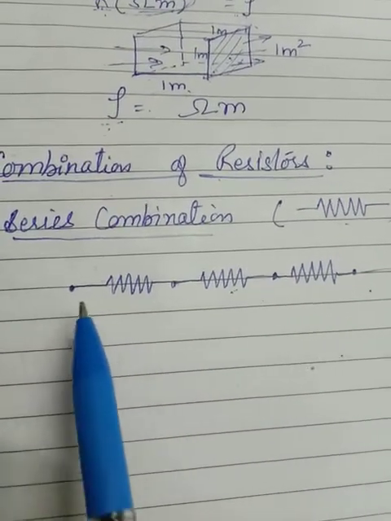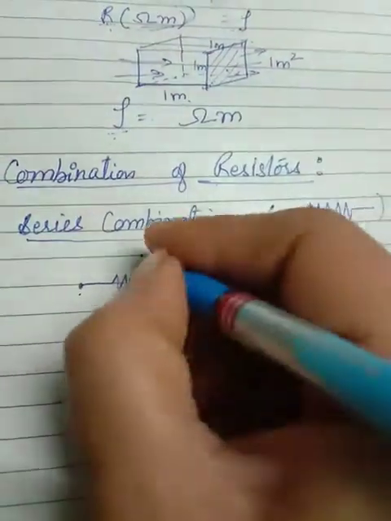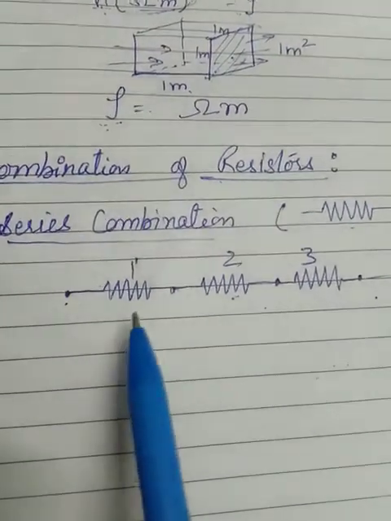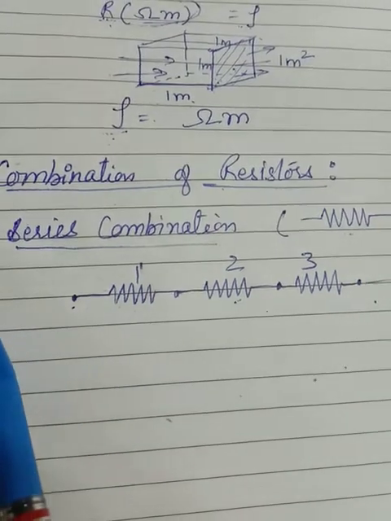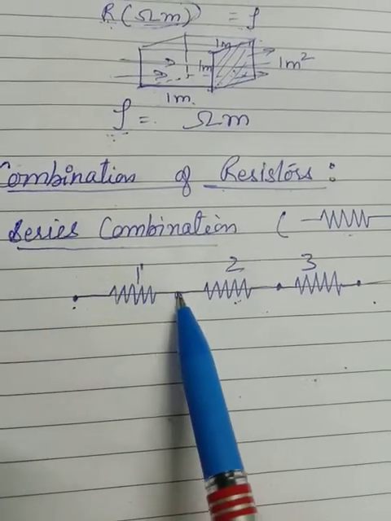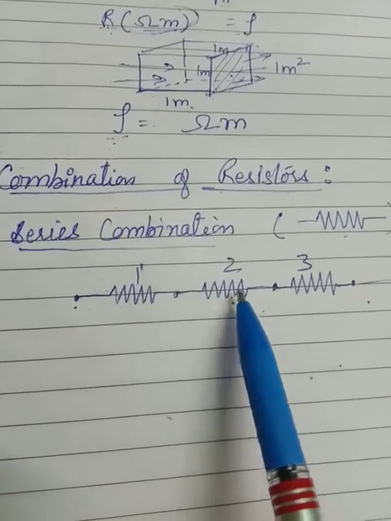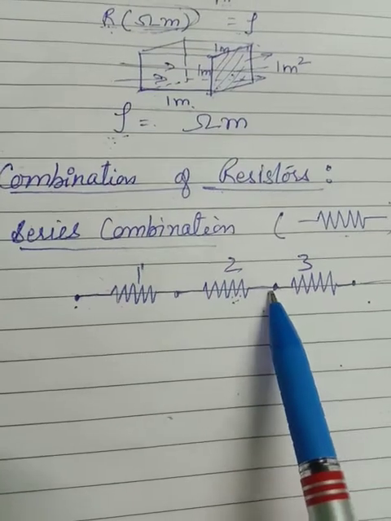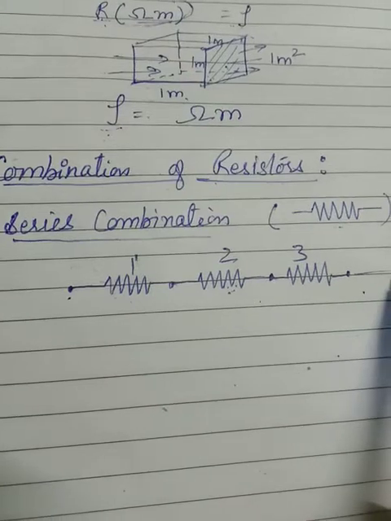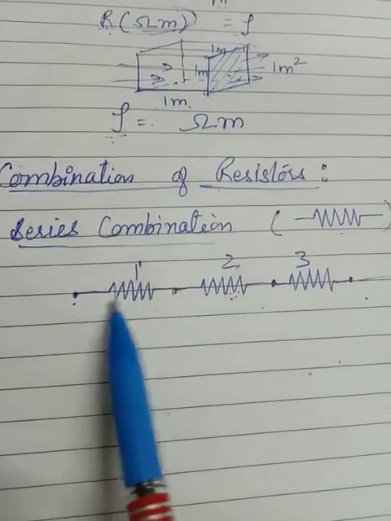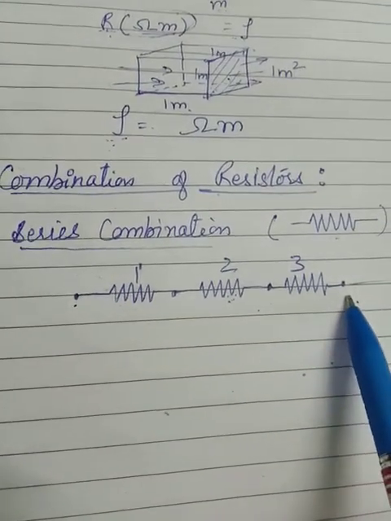How to identify? See, this is one end of the first resistor. Let it be resistor number 1, 2, 3. So this is the end of the first resistor. Its one end is joined somewhere else. The second end is joined to another resistor. The second end of the second resistor is joined to the third. One end is joined to the second and another end is joined to some other resistor or somewhere else. It means that no two ends are common with the same resistor. So such a combination is called series combination.